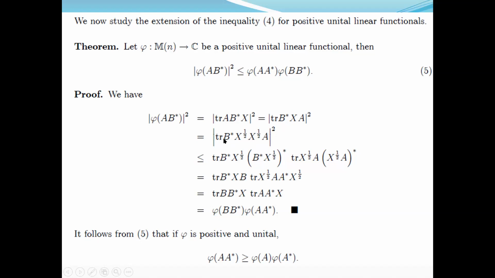Now use the Cauchy inequality for traces on these two. Take B*x^(1/2) as one matrix and x^(1/2)A as the second matrix. So this is less than or equal to this expression. Now this expression simplifies to trace(BB*x) times trace(A*Ax), and these are phi(BB*) and phi(A*A). So this inequality for functionals also depends upon the inequality for numbers.